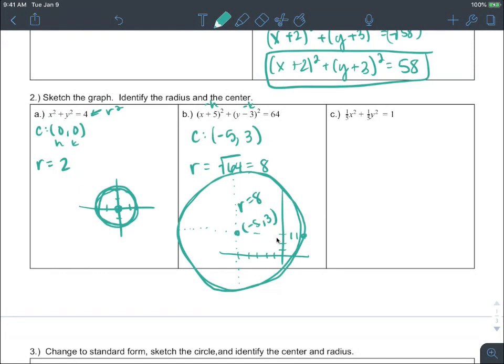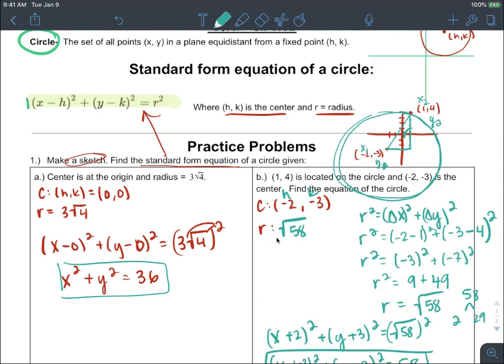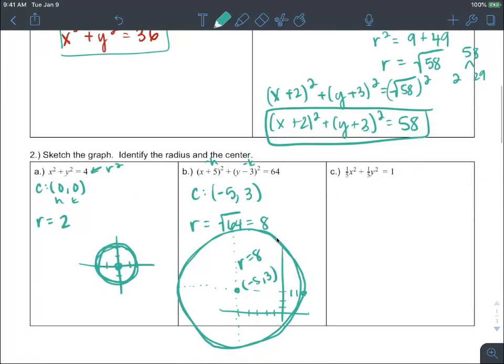Okay, this last one, usually if you look at our standard form equation, the coefficient on x and y is 1. So how would I change my coefficient to be 1? I'm going to multiply by 5 on both sides. So I get x squared plus y squared is equal to 5. So now my center is at 0, 0, and my radius is root 5, which is about equal to 2.24. Oh, my calculator's dead.